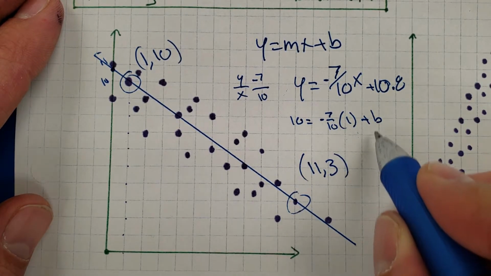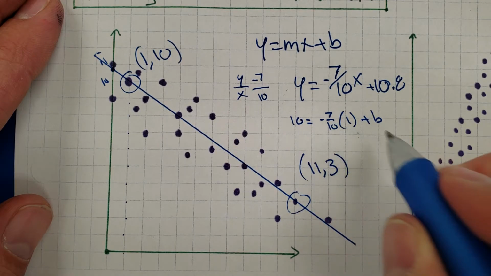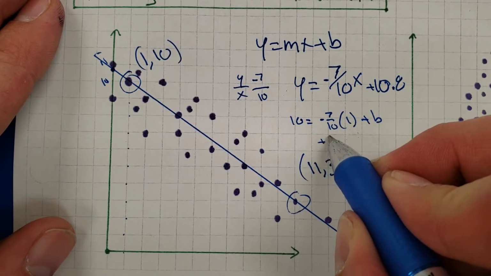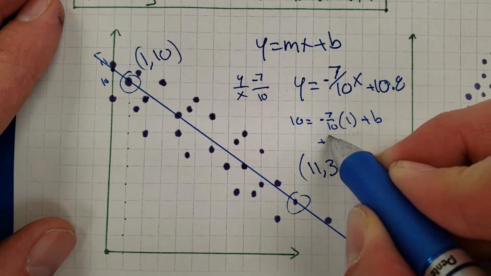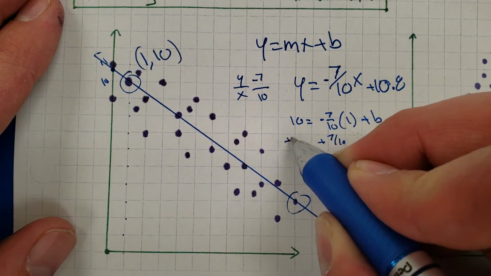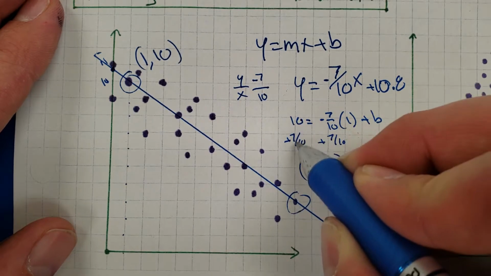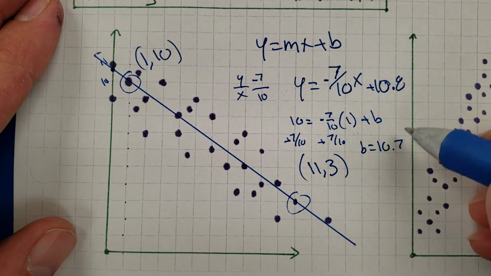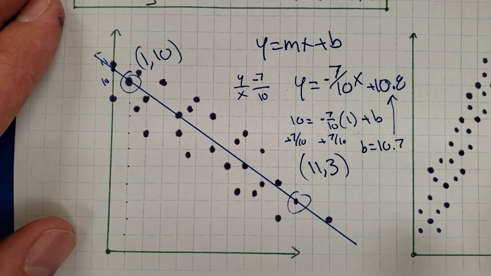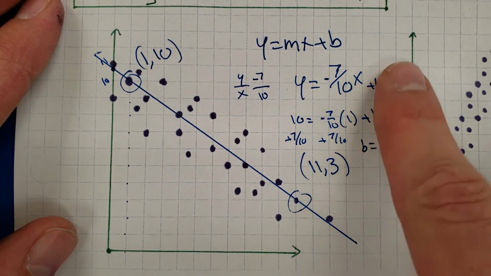So if I wanted to, I could go 10 is going to equal negative 7/10 times 1 plus b. Remember the shortcut, b is always going to be y minus mx. So 7/10 times 1 is just negative 7/10. To get rid of a positive 7/10, I add 7/10 to both sides. Hey, what do you know? I was close. 10 plus 7/10 is 10.7. Really close.